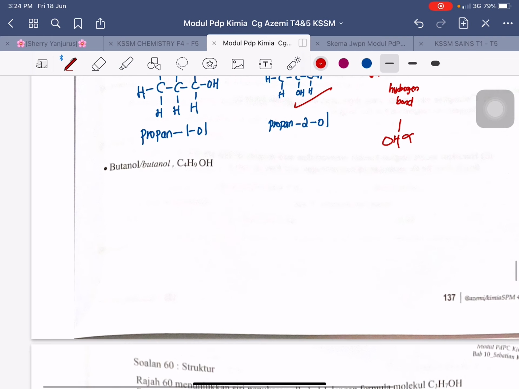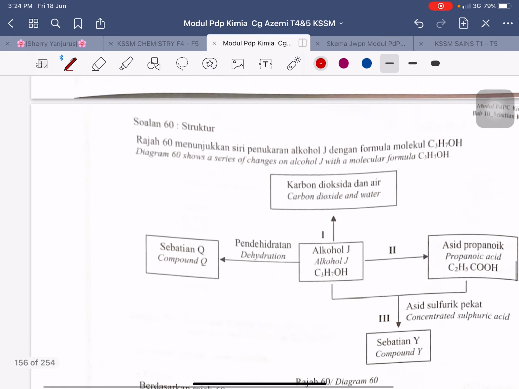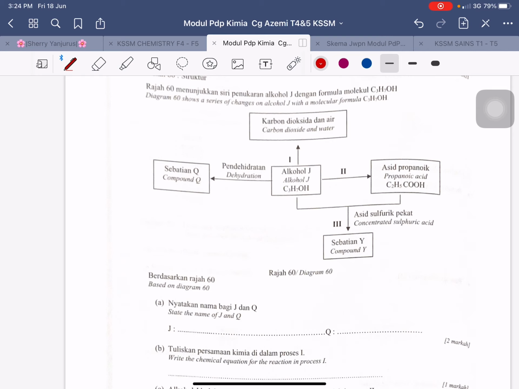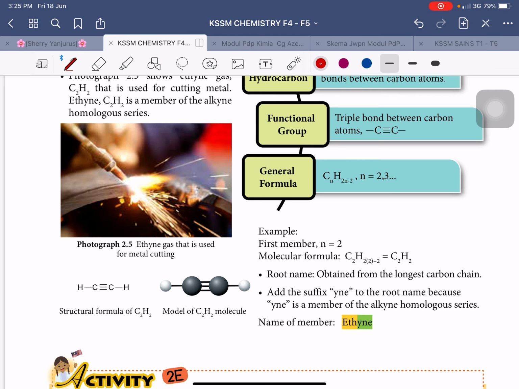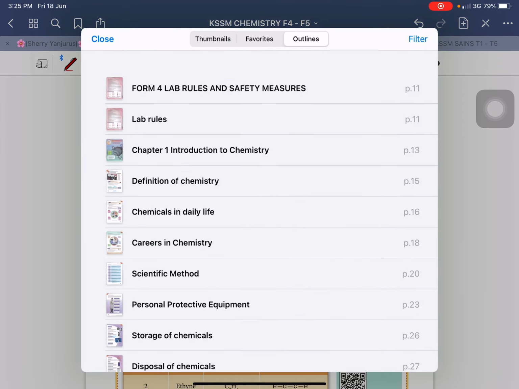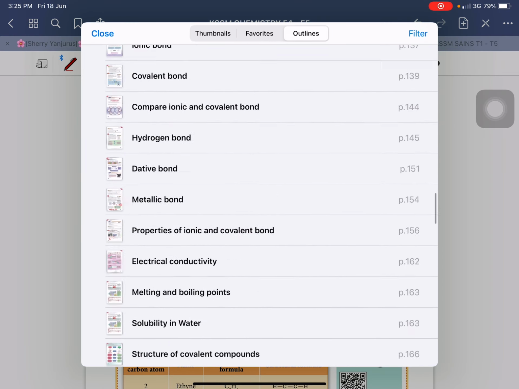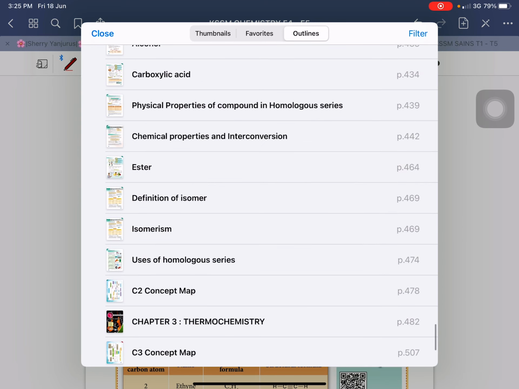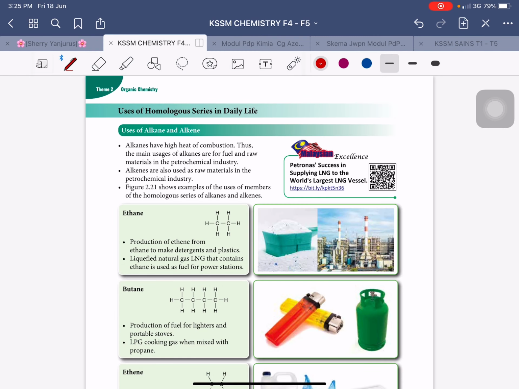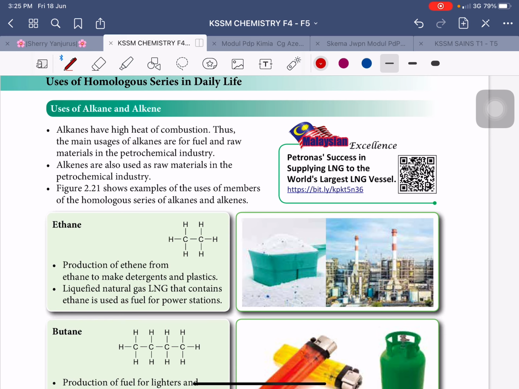So butanol, I leave it to you. You can draw it on your own already. That's all you have to learn about isomer. I hope you can understand through the very long video explanation. And now I would like to continue to the last part of this chapter 2. The last part is the uses of homologous series in daily life.